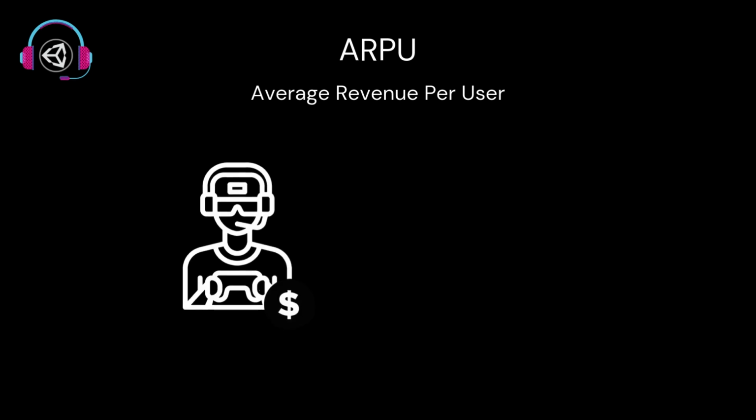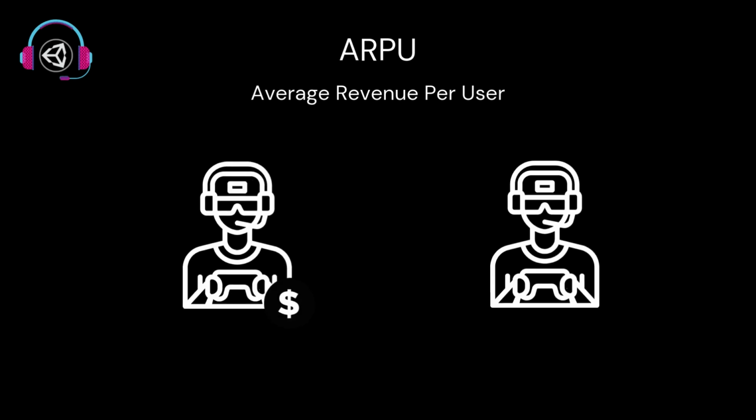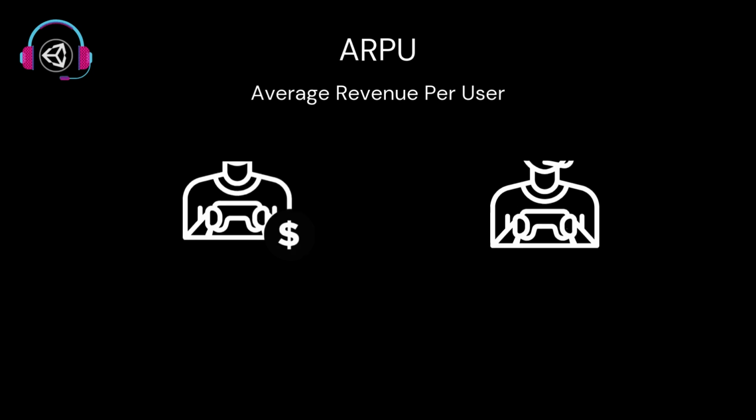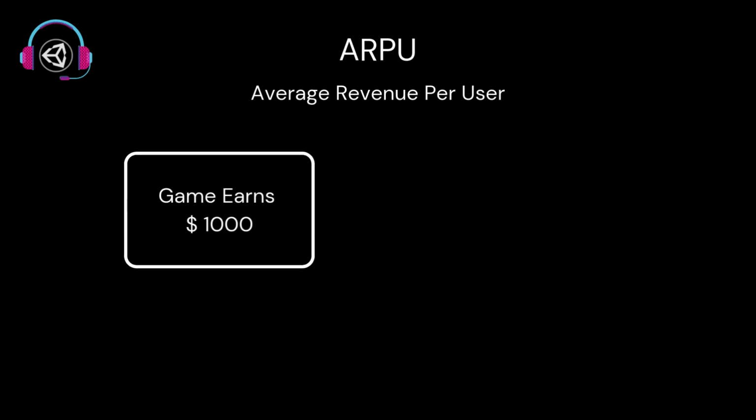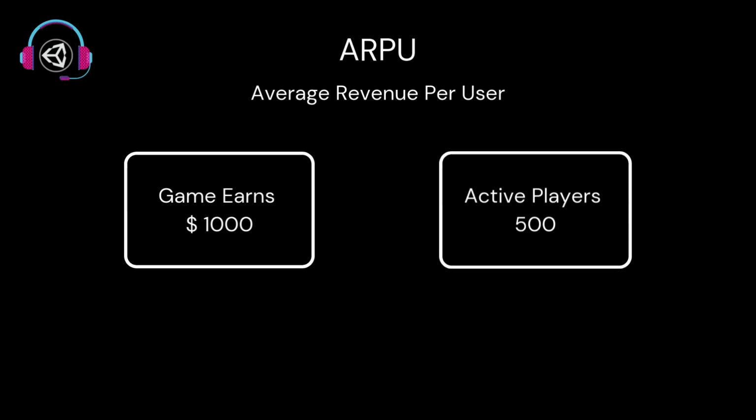ARPU. ARPU, or average revenue per user, includes paying and non-paying players. It's calculated by dividing total revenue by the number of active players. If a game earns $1,000 in a month and has 500 active players, the ARPU is $2. This metric helps gauge overall revenue performance.